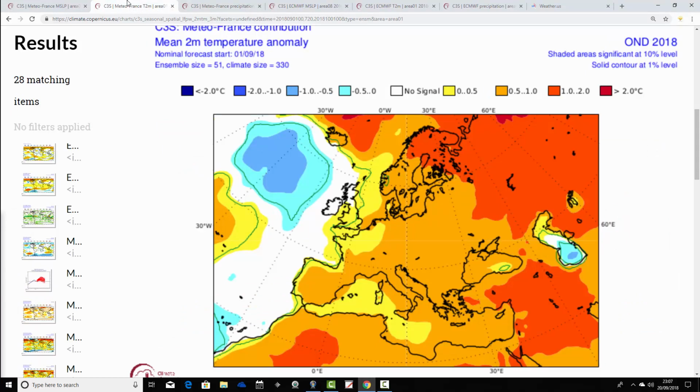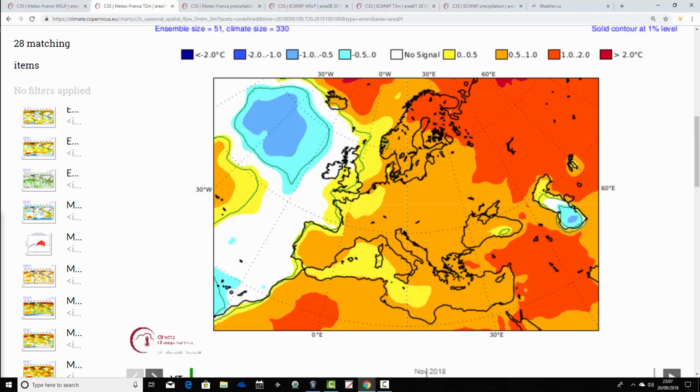Now, don't expect the temperature anomalies to show anything particularly cold, because they never do really with these seasonal charts. This is the temperature anomaly for Europe from Meteo France for October, November and December as well.